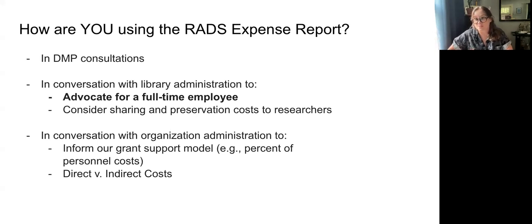But another way that it's being used is to consider the sharing and preservation costs that researchers are currently bearing, and also how we as libraries bear those costs too. And lastly, another common thread of how folks were using the RADS expense report was to inform their grant support model. This one is definitely still a little more nebulous, but thinking about how personnel can be written into grants in order to not only serve the researchers, but also to make sure that it's clear that the data is being supported throughout the life cycle.